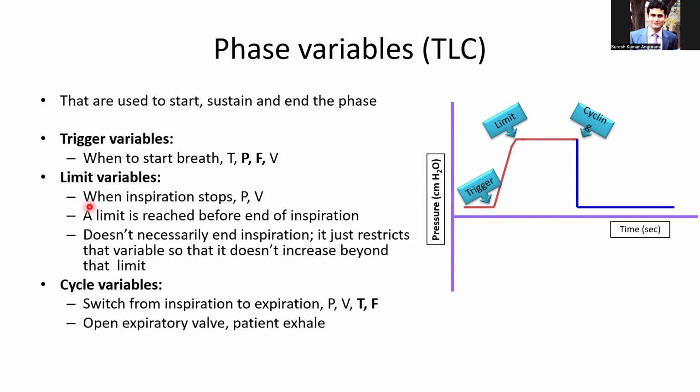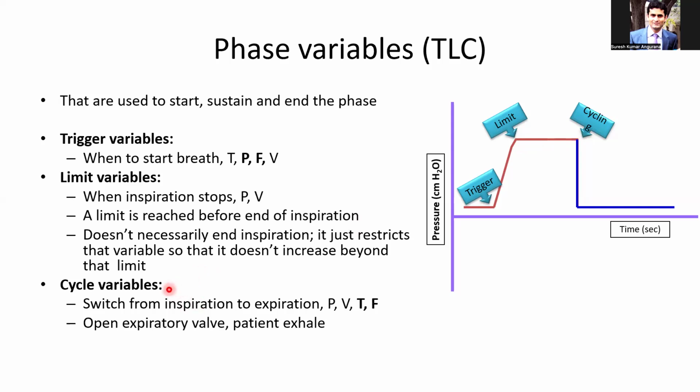And limit variables are when inspiration is going to reach its maximum. It could be pressure or it could be volume. So in volume mode, the limit variable is volume, and in pressure mode of ventilation, the limit is pressure. Once a limit is reached, inspiration will continue with that variable till the end of inspiration.